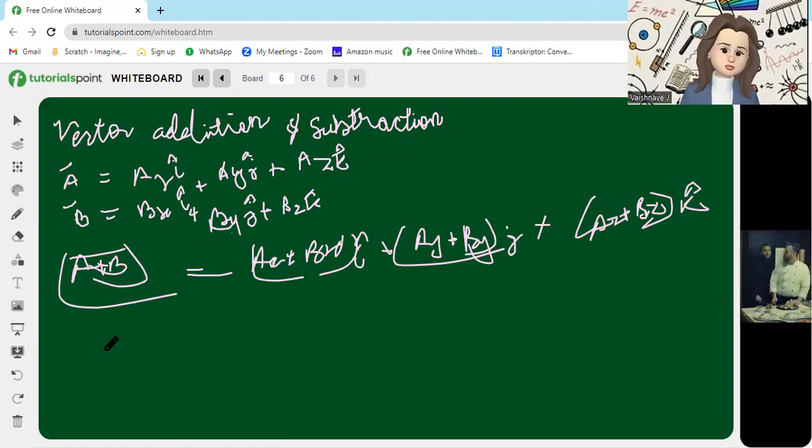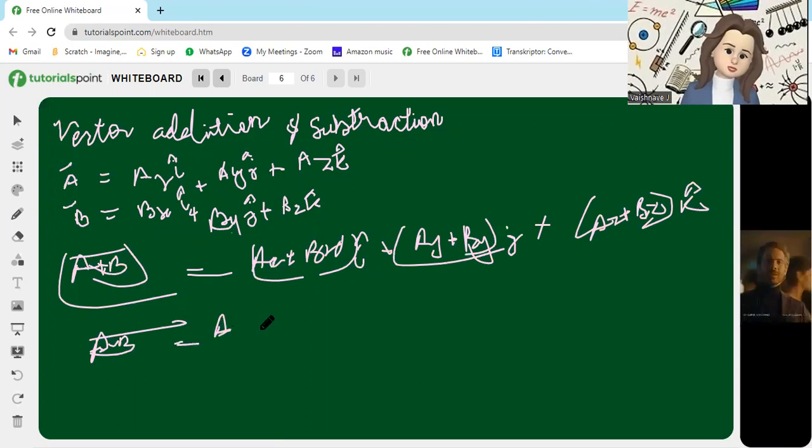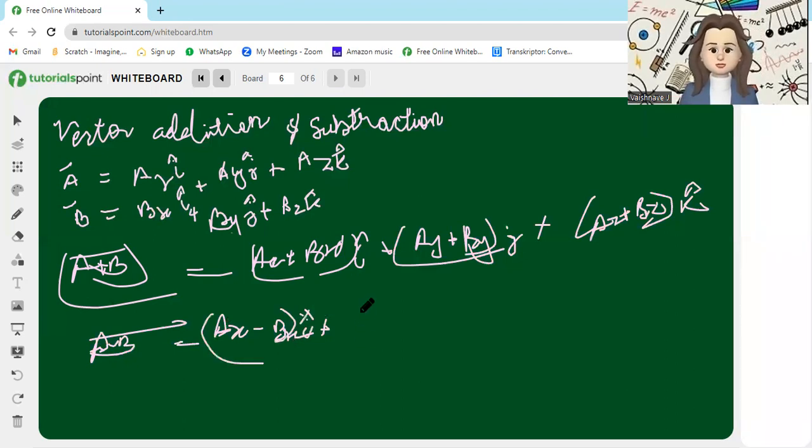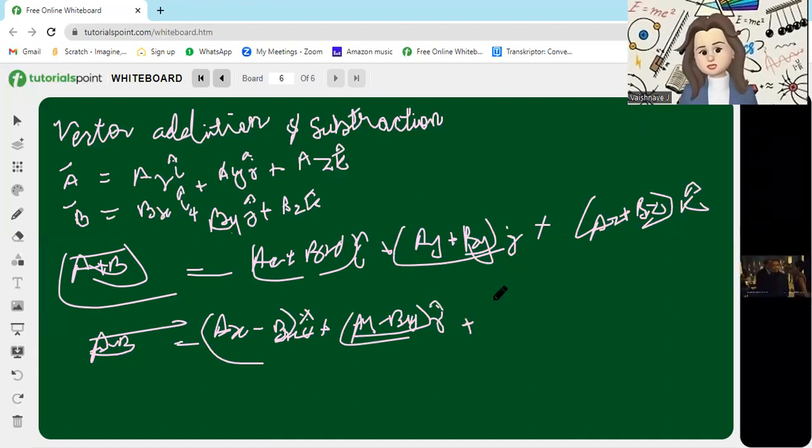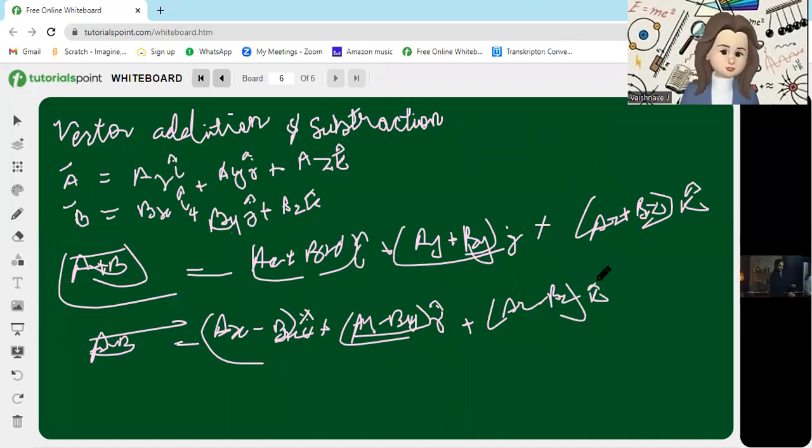Now A bar minus B bar is also the same. We'll just subtract here. Ax minus Bx i cap plus Ay minus By j cap, plus Az minus Bz k cap. We'll just subtract the values, but the rest are the same. Clear? So this is the basic thing which we have to know. And with this, we are done with part 1 for our vectors.